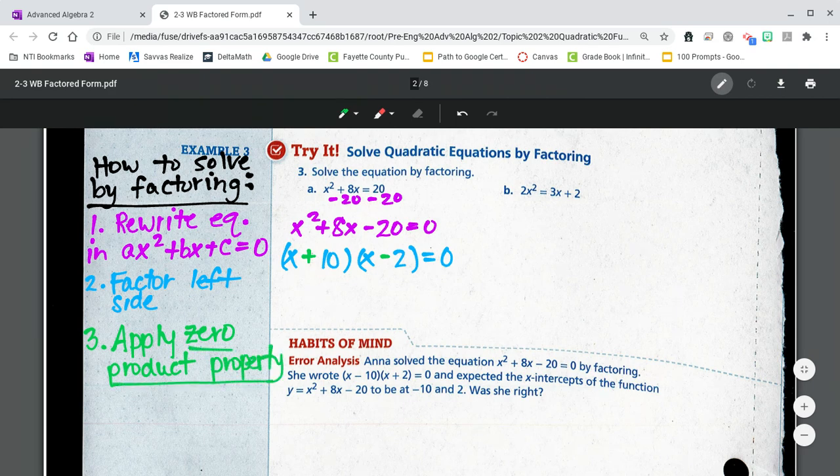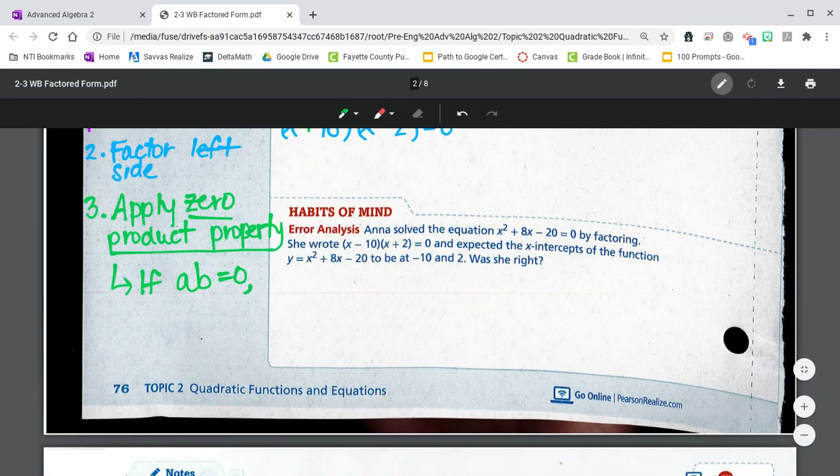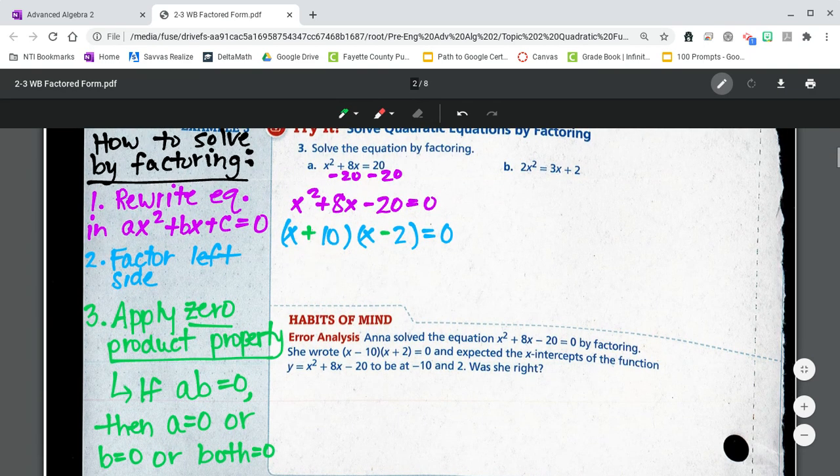Now, the zero product property says if two numbers multiply to be 0, then either A equals 0 or B equals 0 or both equal 0. Because the only way that you can multiply and get 0 is if one of the factors or both of them are 0. So when we're solving for x, we're trying to find all the possibilities.